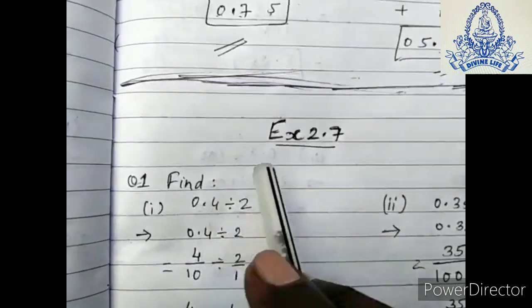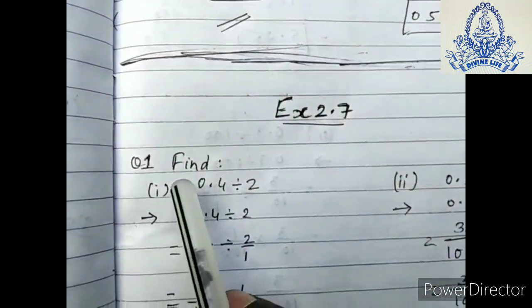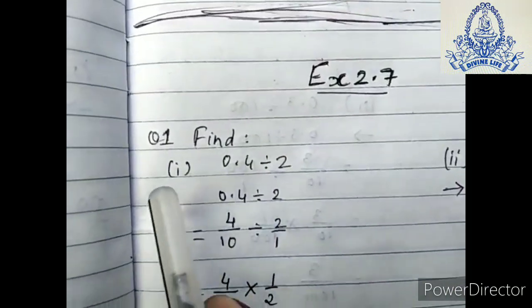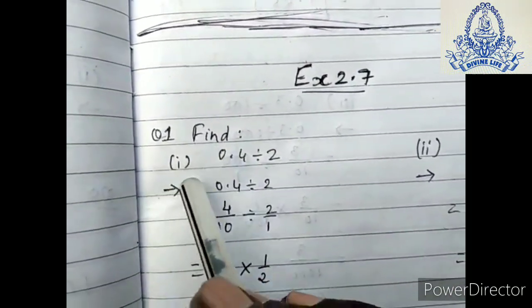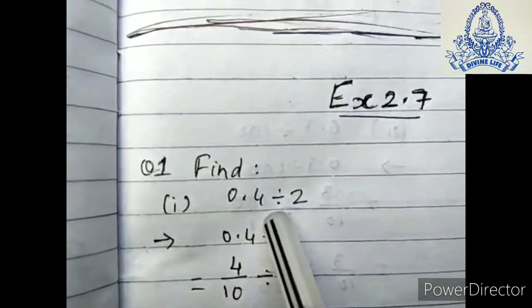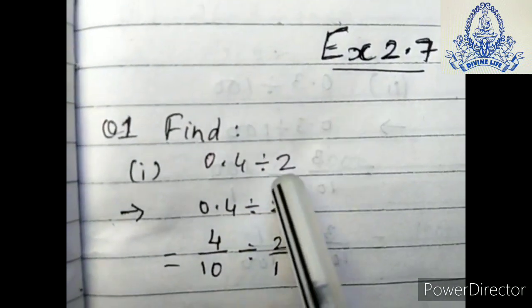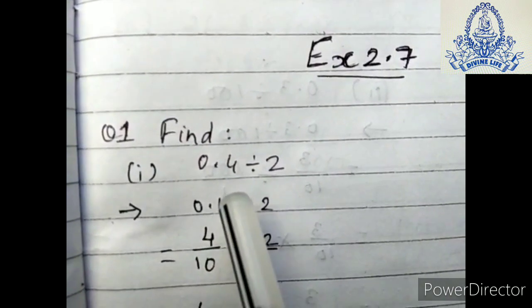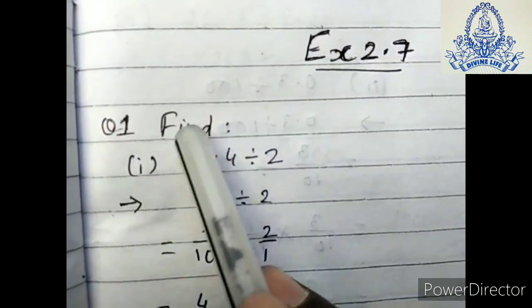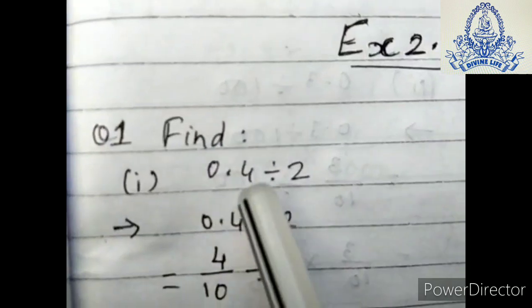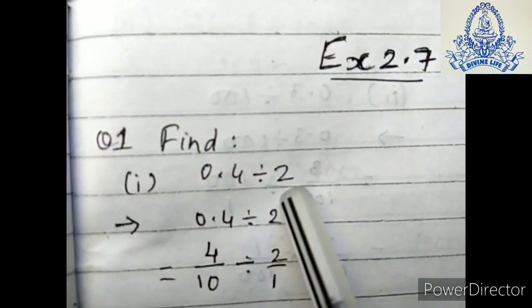Hi students, today we will start with exercise 2.7, the last exercise of chapter number 2. First question, find 0.4 divided by 2. Here the sign of division is given. In exercise 2.6 we multiplied, and here they have given division. 0.4 divided by 2 we have to do.